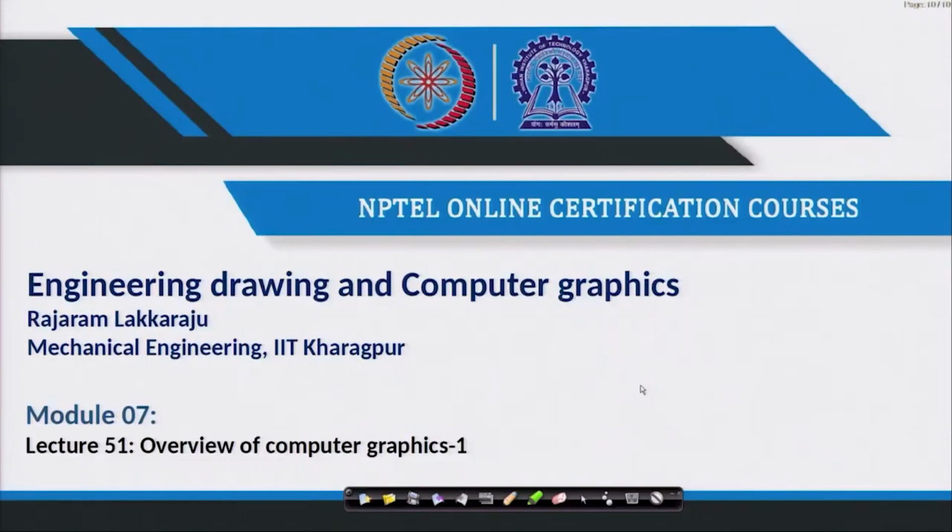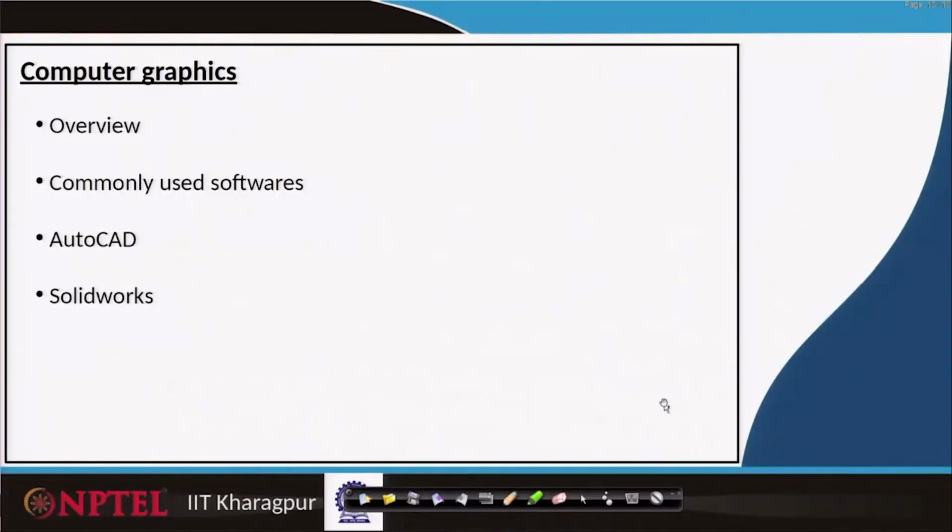Hello everyone, welcome to our online certification courses on engineering drawing and computer graphics. We are covering module number 7, which is about computer graphics. In computer graphics, we mainly cover an overview of computer graphics, how they have originated and what are the commonly used softwares, a little bit about AutoCAD and in detail about SolidWorks. These are the modules we will cover in computer graphics.